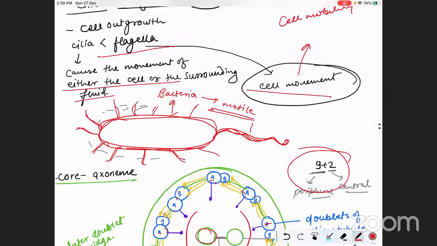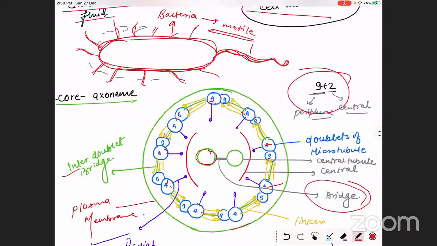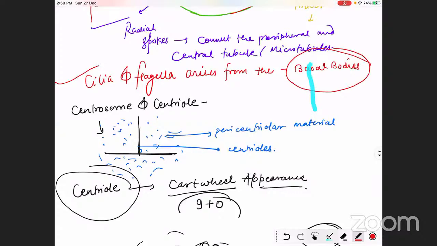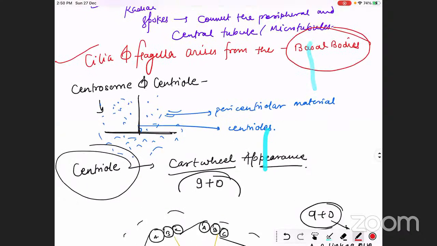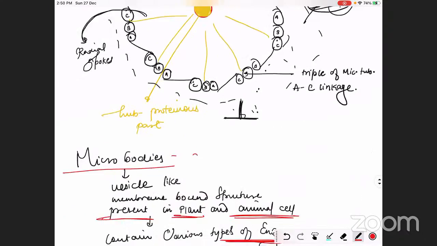Cilia and flagella have the 9+2 structure, and I told you about this structure. And this is the central structure, and microbodies, and the chapter is over. Let's start the next chapter, that is cell cycle and cell division.